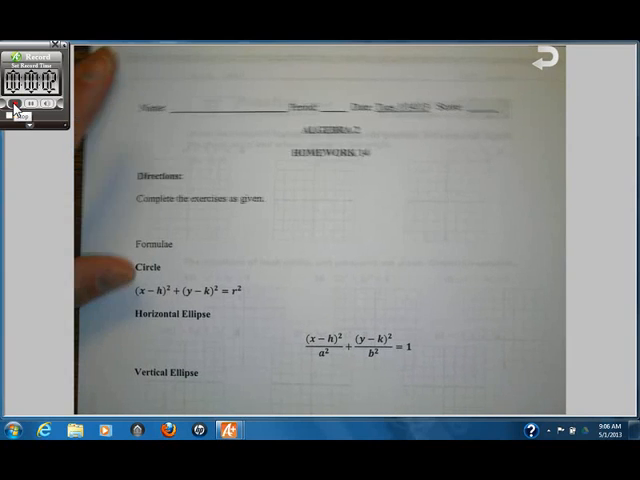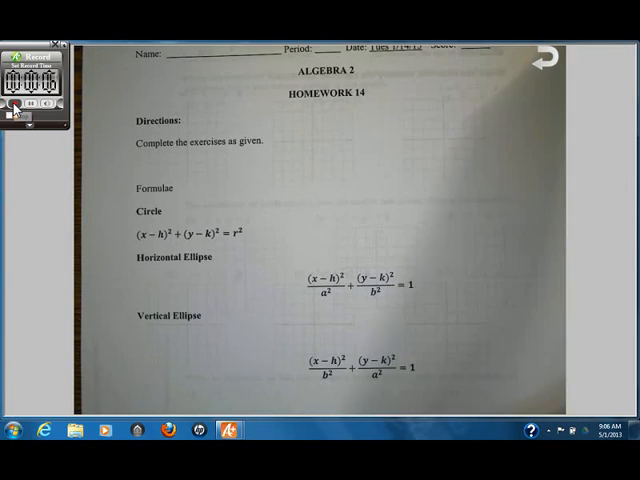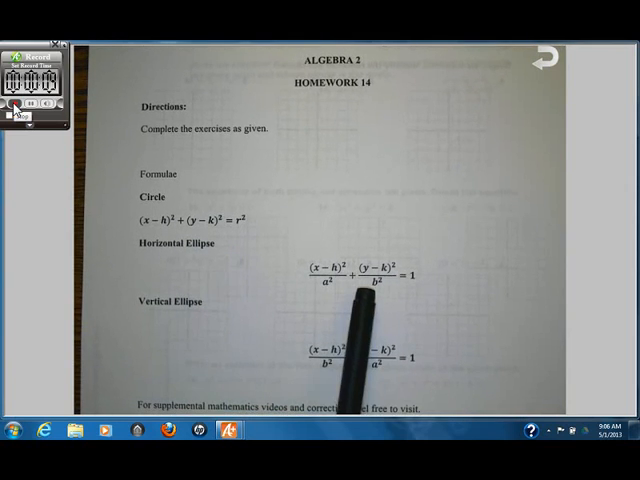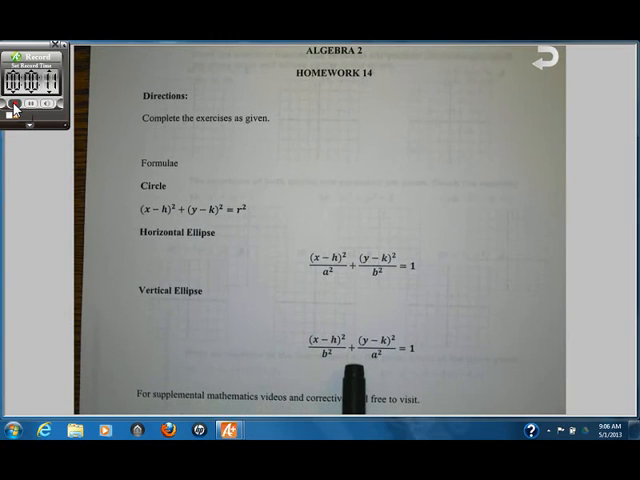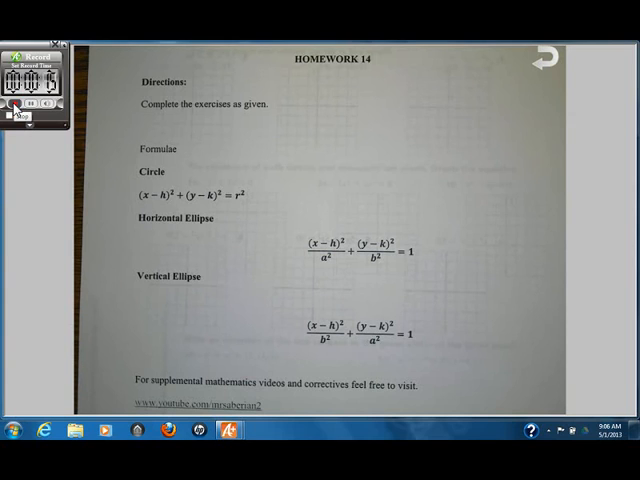Okay, so getting started on homework 14, you'll notice I gave you the formula for a circle, a horizontal ellipse, and a vertical ellipse. That's the only thing we're going to be dealing with for this assignment. If we need more formulas, I will, of course, add them.